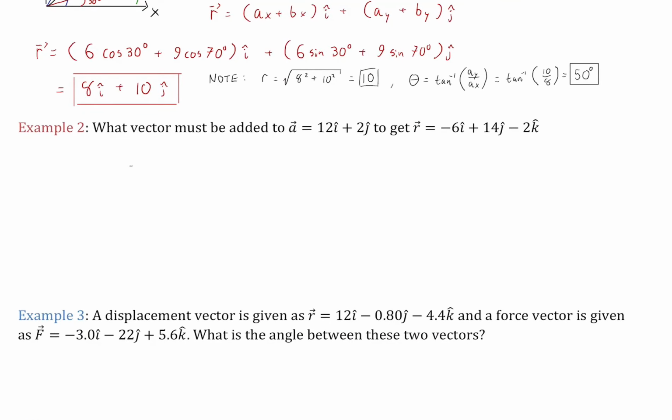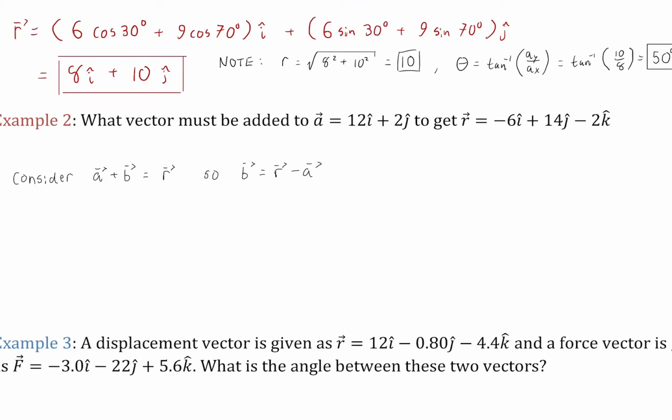Example 2. What vector must be added to A to get r? All right, so one's pretty straightforward. So I know that A plus B equals r. I've chosen to call the vector I'm looking for B. So then B must be r minus A. Okay, well then that's simply a matter of then taking r, right? So taking the x component of r, which is -6, and subtracting the x component of A, which is we subtract positive 12, so it's minus 12. Same thing for y components.